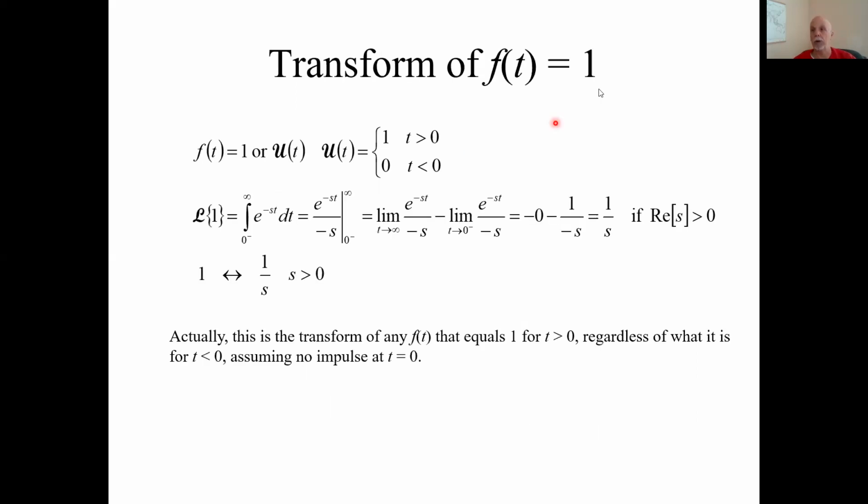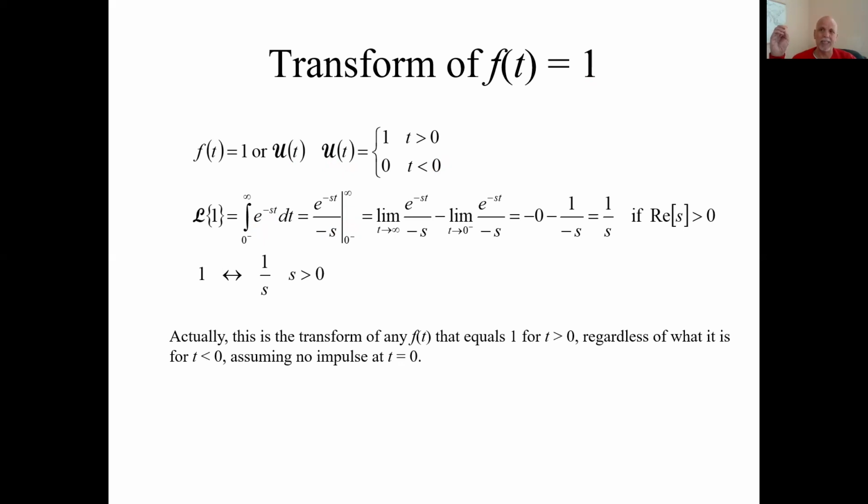So let's try one. What about where the function is just 1? It could be 1, or it could be the unit step. And we'll talk more about the unit step later. Here's what it means. So let's take that integral. Put 1 in that definition. F of t is just 1, and you're just taking this integral. Okay, you integrate e to the minus st. It is this. We evaluate it between those limits.